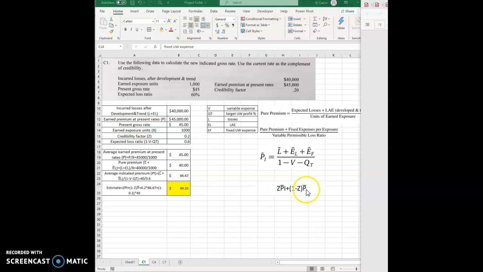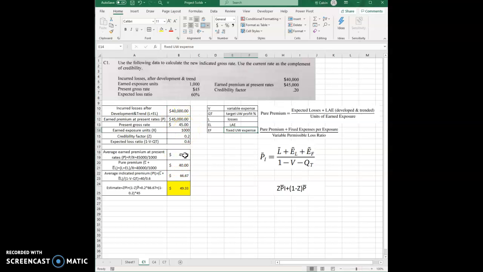PI bar, what is P bar, and Z is given. Z is credibility factor. And so first, we need to know what is P bar. P bar is simply use P, which is our premium at present rates, divided by X. X is earned exposure units, 45,000 divided by 1,000, and the answer is 45.